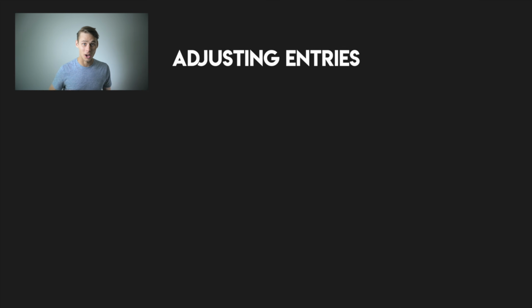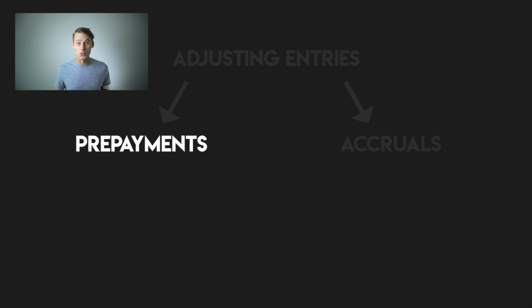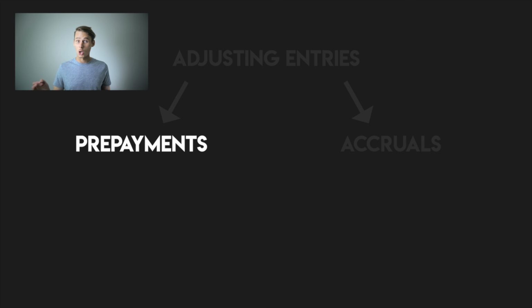There are 2 main types, prepayments and accruals. Prepayments occur when goods or services have been paid for in advance, whereas accruals happen when goods or services are to be invoiced in the future. In a prepayment, goods or services have been paid for in advance. I'll show you how this works.